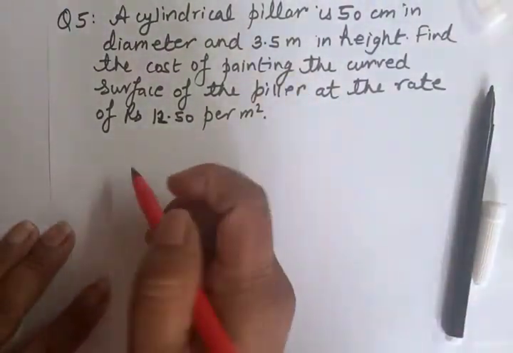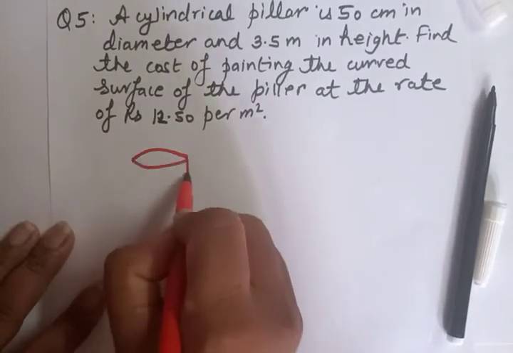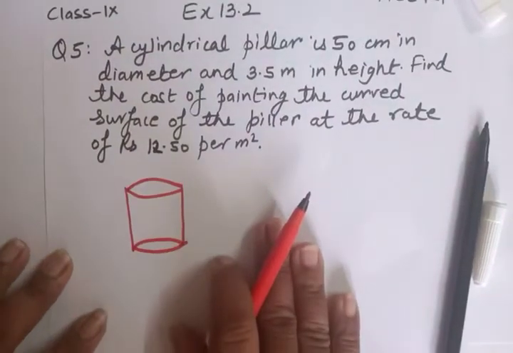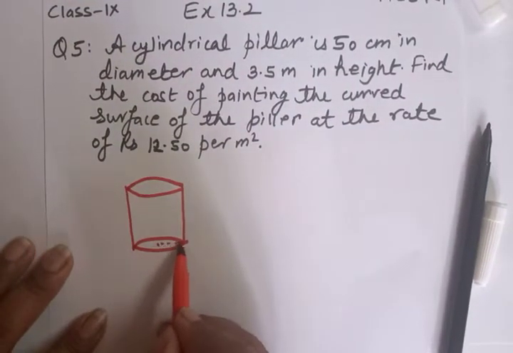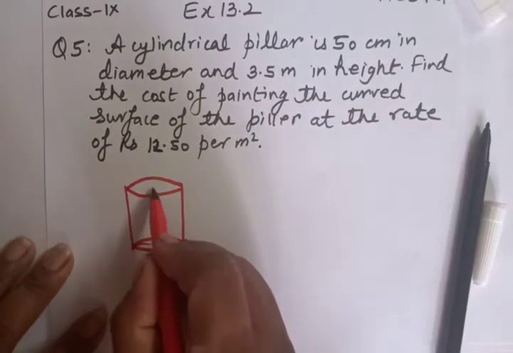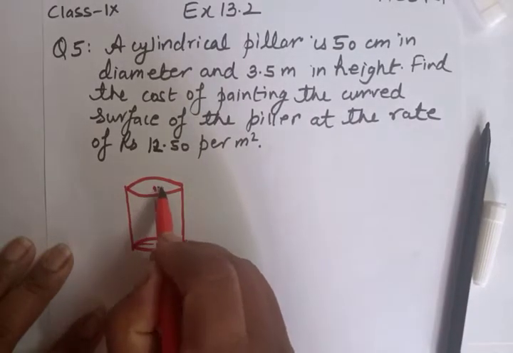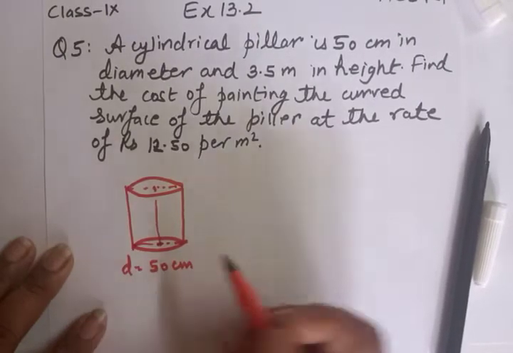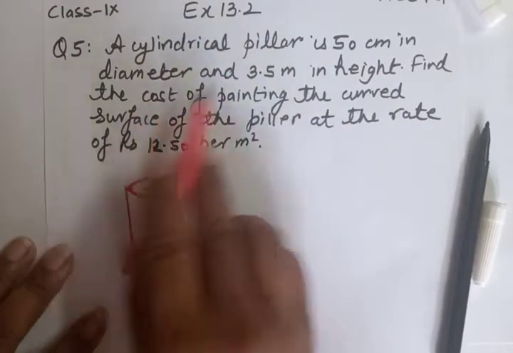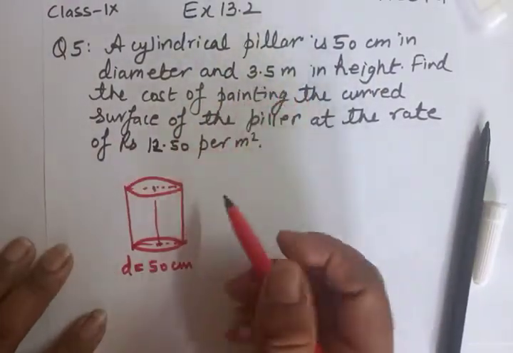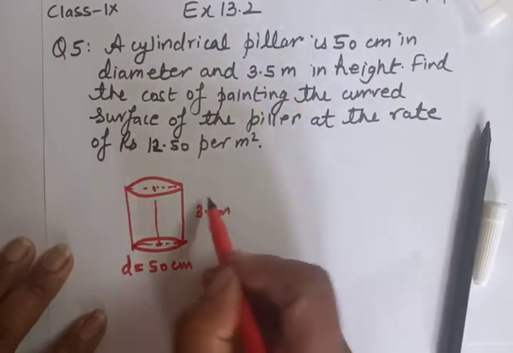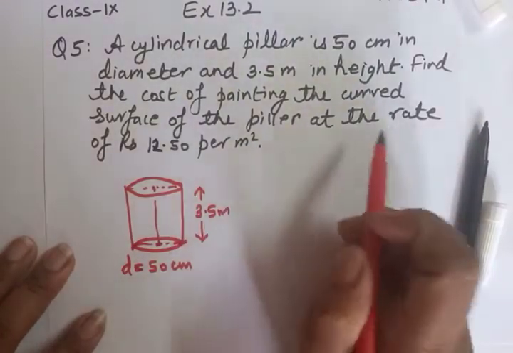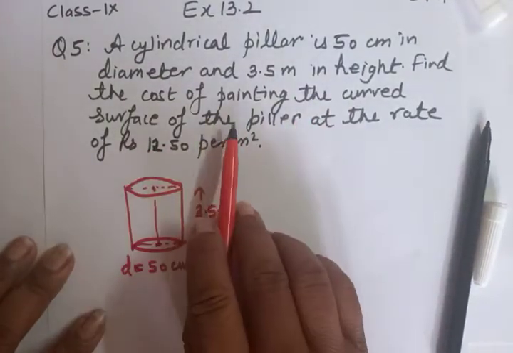Now for example, this is this cylindrical pillar, and the diameter is 50 centimeter. This complete diameter is 50 centimeter, and the 3.5 meter is the height of this cylindrical pillar. Now find the cost of painting the curved surface area of the pillar.